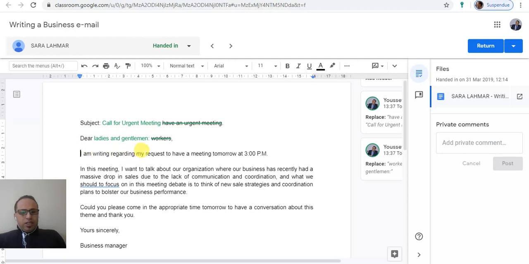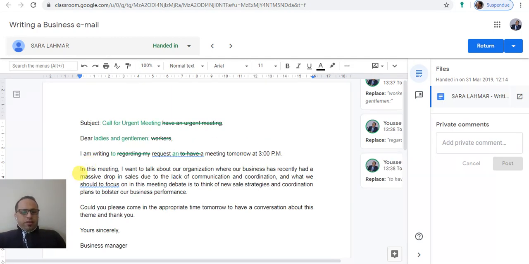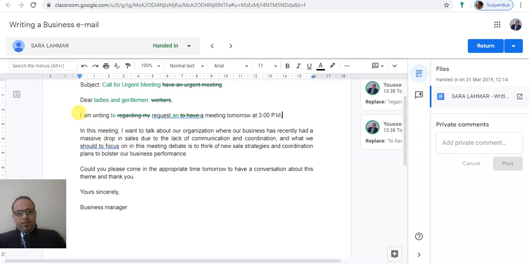I am writing to request. Okay? I'm writing to request an urgent meeting tomorrow at 4 p.m. Now that's the first paragraph, okay? Now in the second paragraph, what did we say we should do? In the second paragraph, we have to explain the topic or the subject of the email logically. I mean, we have to expand it and amplify it, okay?